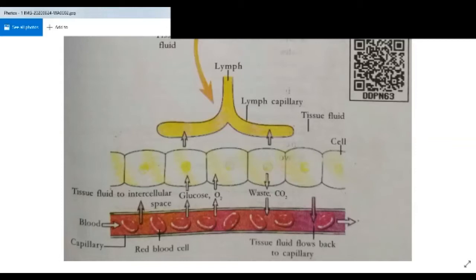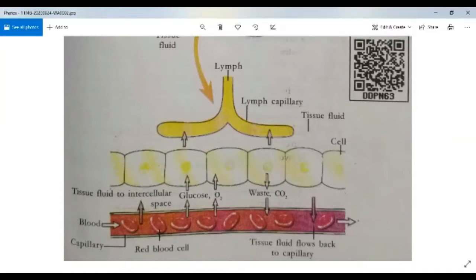Another thing is this tissue fluid does not contain red blood cells, and large protein molecules are absent in the tissue fluid. Then the waste and carbon dioxide from the cell ooze into the tissue fluid. You can see a space between the blood vessel and the cell, that is the intercellular space. Plasma is oozing out into that space, and when plasma oozes out to the intercellular space, it is called tissue fluid, and that tissue fluid helps in the exchange of materials between the blood vessel and the cell.